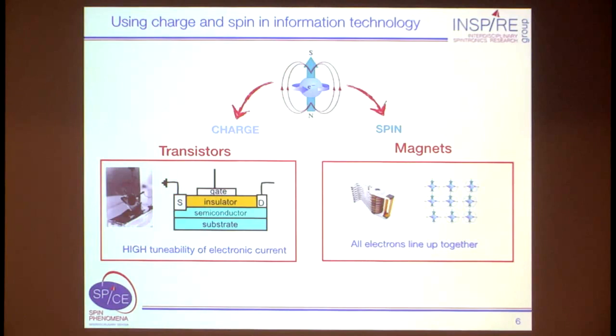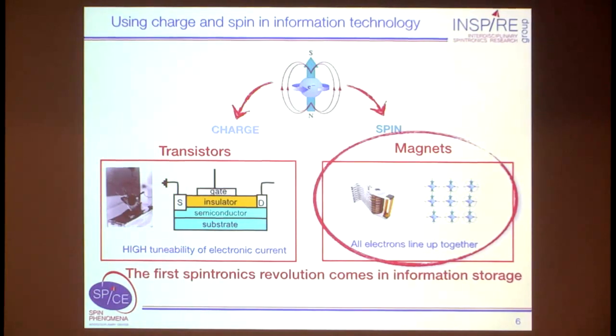Now, spintronics, this is the field that I work on, and this is where we're trying to actually unite and use charge and spin at the same time, a little bit in conjunction to help each other. Often before, it was actually quite separate.